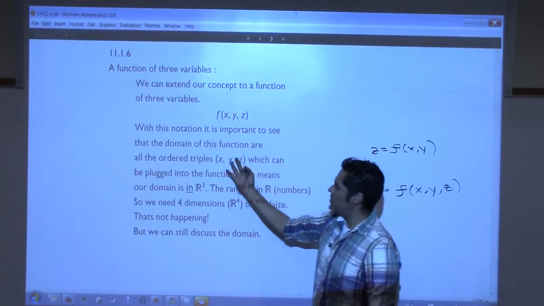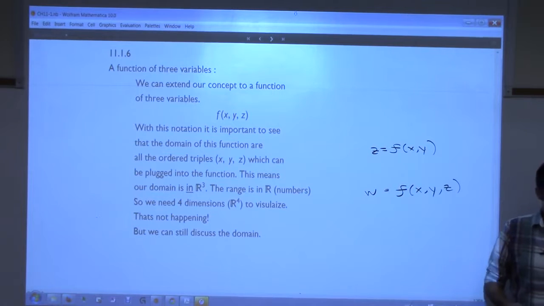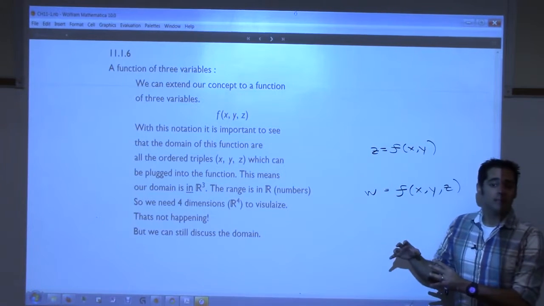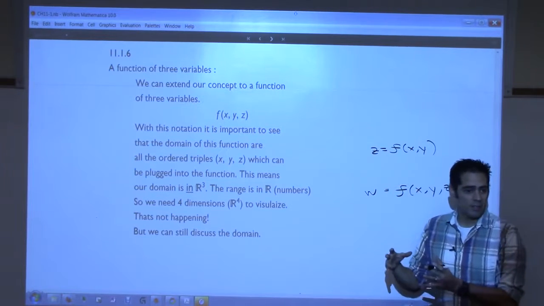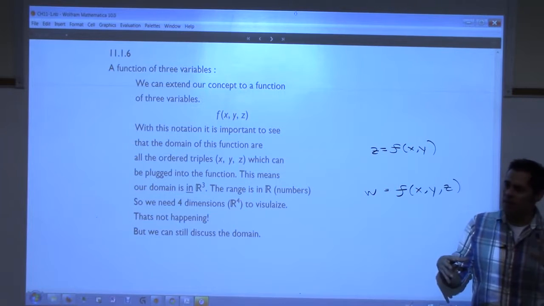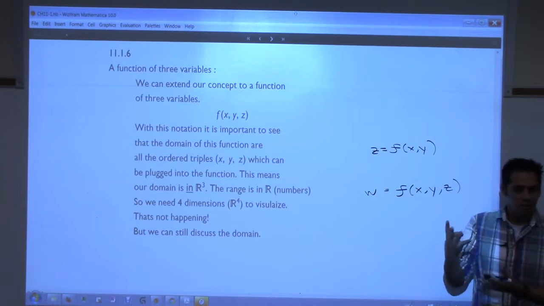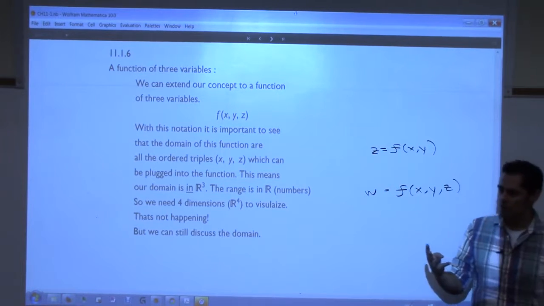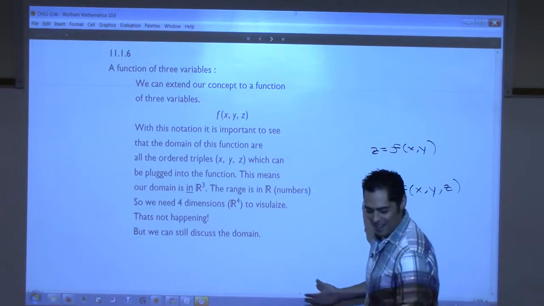Well, you have 3 dimensions, right? 3 dimensions for the input, 1 dimension for the output. Will we be able to visualize the domain? Yes, it'll live in 3-dimensional space. But the range, the output, we can't put it together in the picture, can we? Because that would require a 4th dimension, right? Which means we can't visualize these, all right?